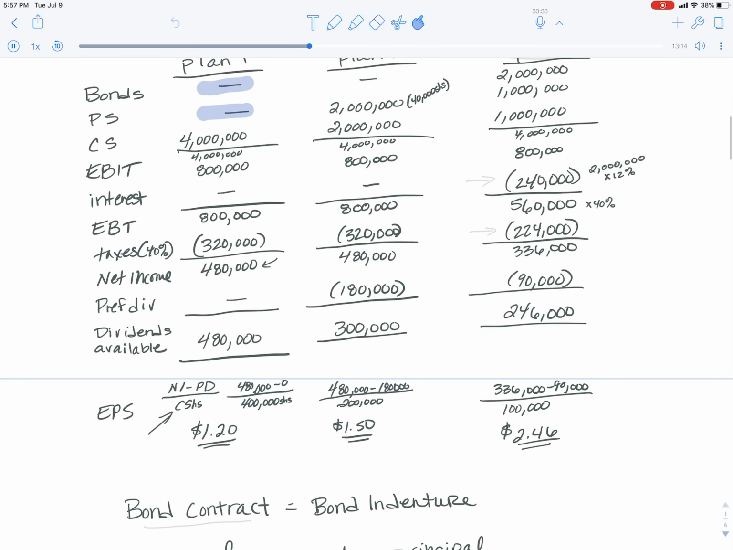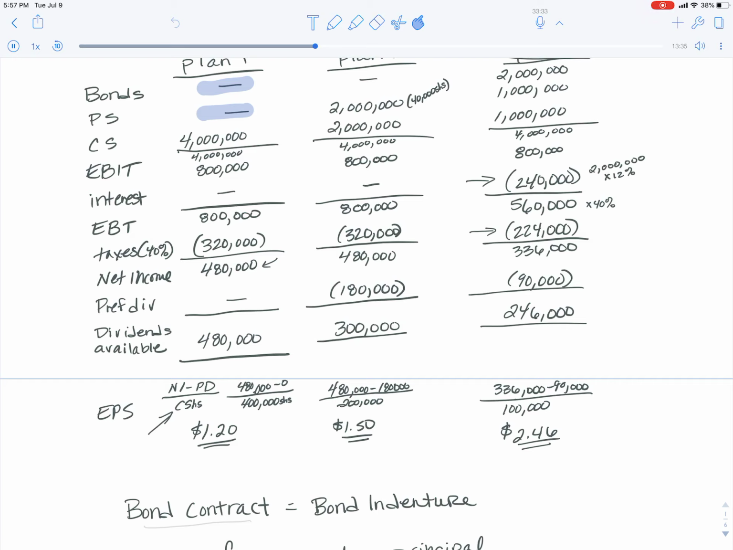So we're actually going to go for Plan 3. Plan 3 wins out because it had the highest earnings per share. And really the main reason is we got this benefit of an interest deduction that saved us some taxes, and that left some more available for our common shareholders.